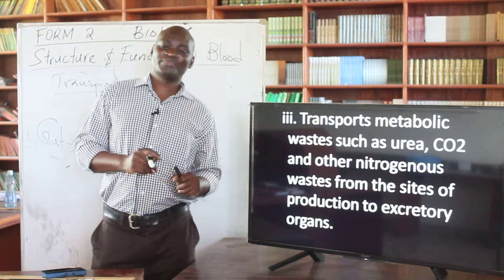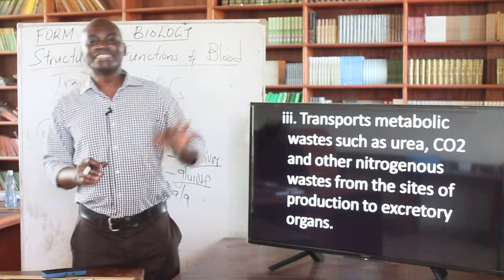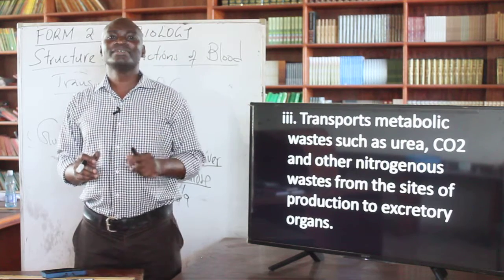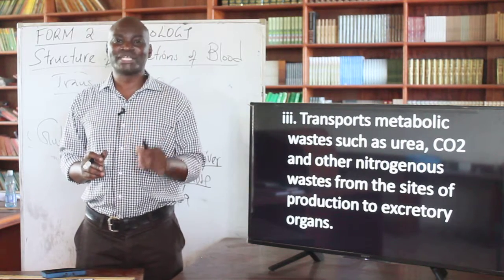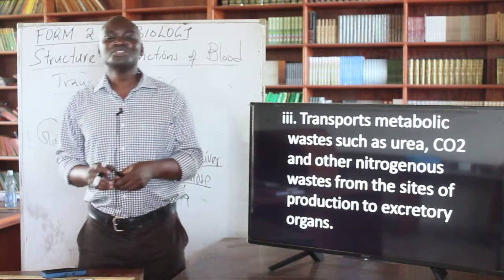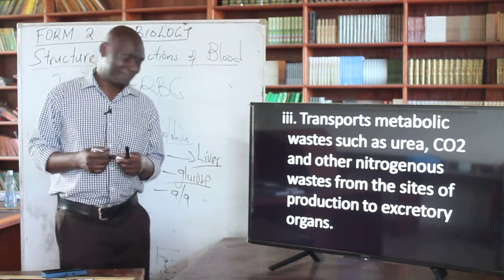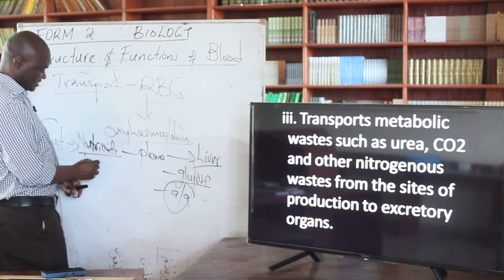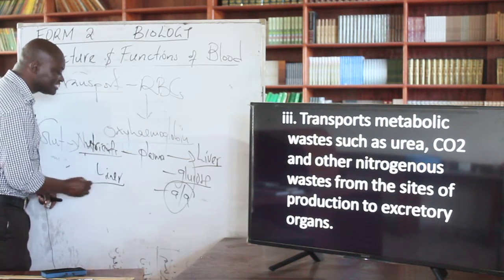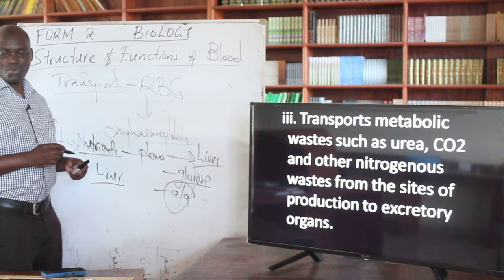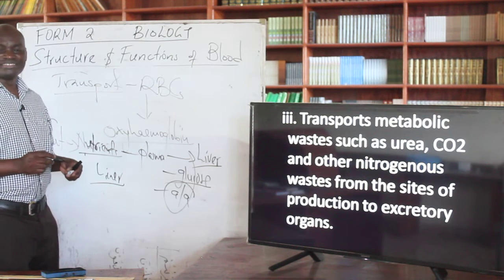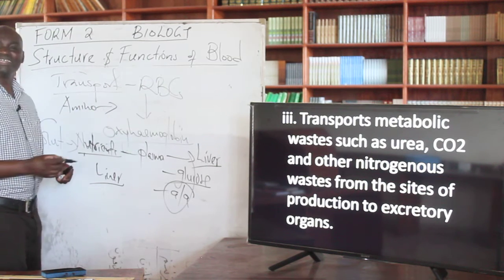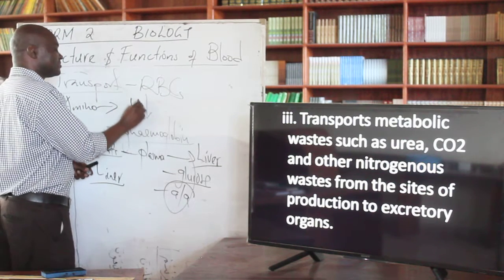The third one, another transport role: it transports metabolic wastes such as urea, carbon dioxide, and other nitrogenous waste from the site of production to the excretory organs. Like we have said, amino acids are destroyed in the liver. Now, if amino acids are destroyed in the liver, where are they taken to? The excess amino acids are destroyed and used in the formation of urea.